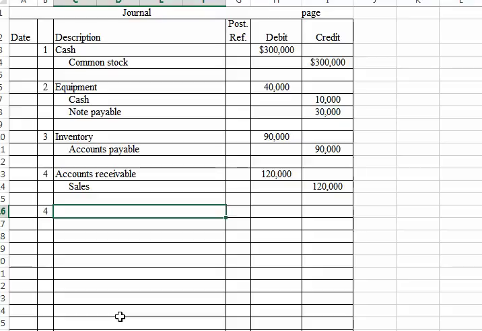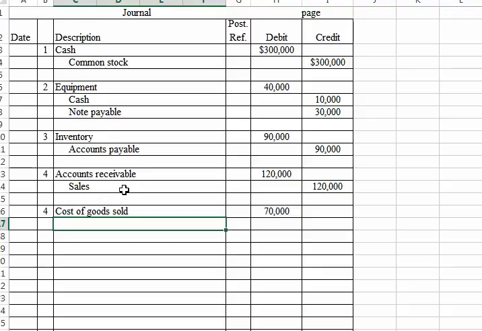Well, if the inventory has been sold, its cost is no longer an asset, inventory. Its cost has now become an expense because all the benefit associated with it is in the past. So we're going to debit an expense account, cost of goods sold. It's an expense account that increased in this situation by $70,000. And they give you the name of the account there in the transaction.